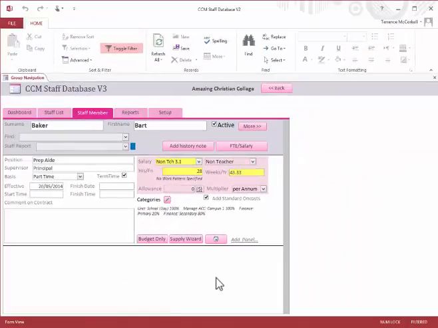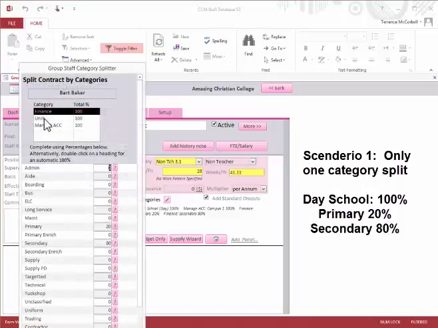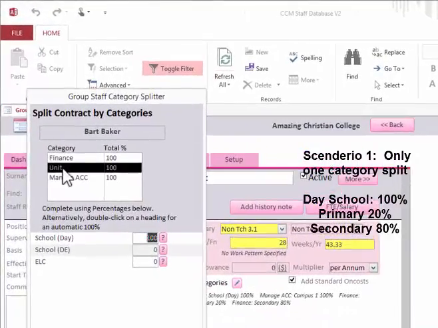There are 3 scenarios to describe today. First of all, you will notice that Bart Baker has got the simplest scenario. He simply works in the day school, so if I click on unit, that's day school, distance ed and ELC. All schools have this little unit category. Most schools, as we know, just have day school. Some have an early learning centre and one of our schools has distance education.